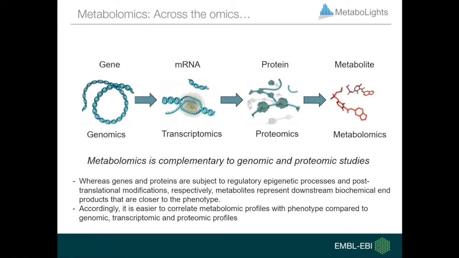And that's why it's incredibly complementary to genomic and proteomic studies. The metabolites basically represent the downstream biochemical products, which are much closer to the phenotype. You can predict something based on a gene or by the absence or presence of a protein. But just because the protein is there doesn't mean it's actually doing what it's supposed to. That's what the metabolites let you know. And that's why it's easier to correlate metabolomic profiles with phenotype compared to the other omics. But we need all of them.